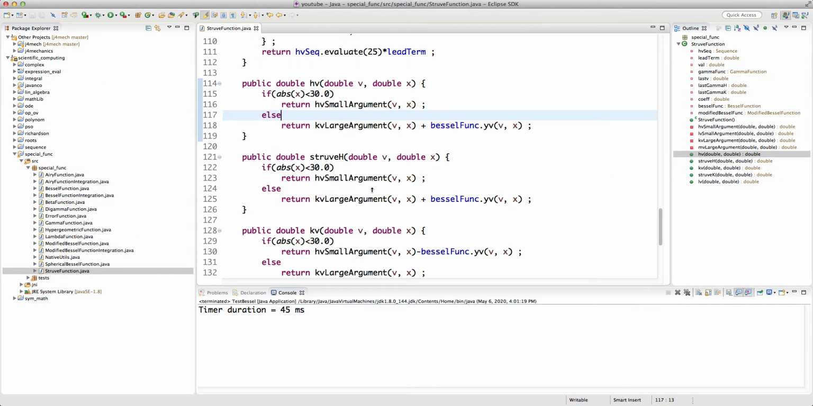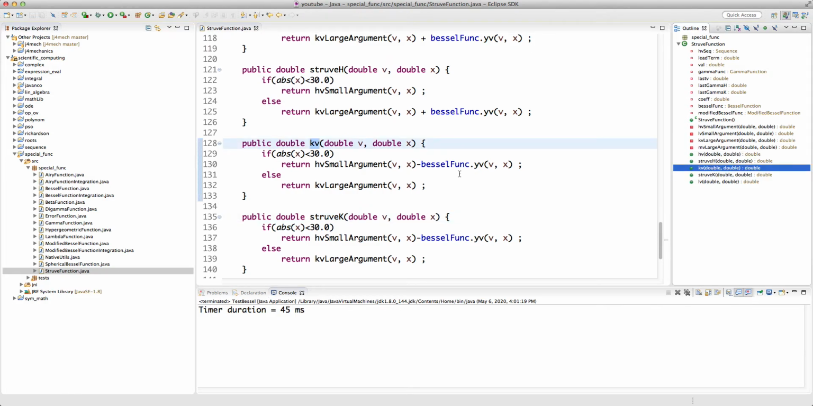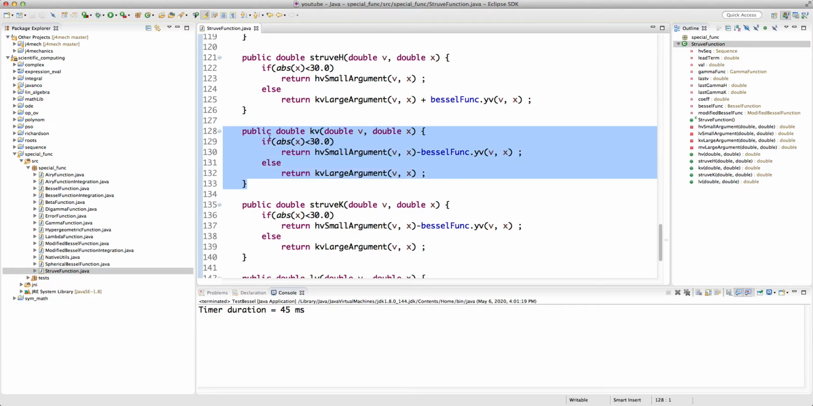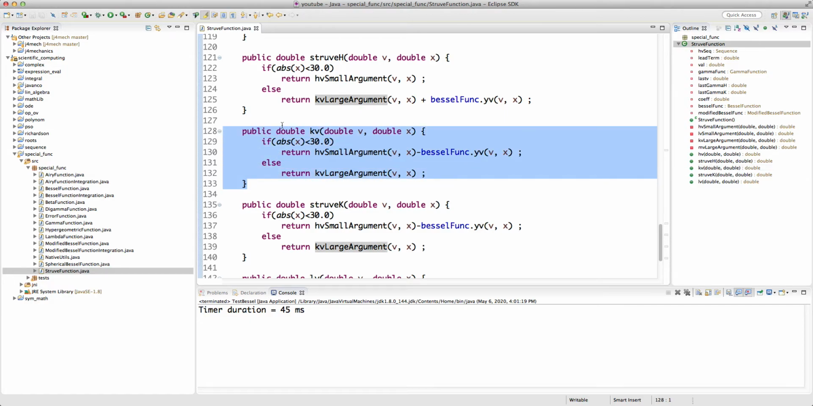And other functions such as K_nu. Again, if x is a small argument, I already know how to calculate H_nu, and then I subtract the Y_nu. Otherwise, I use the asymptotic equation for the K_nu.